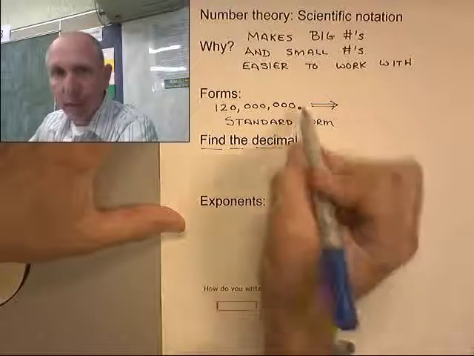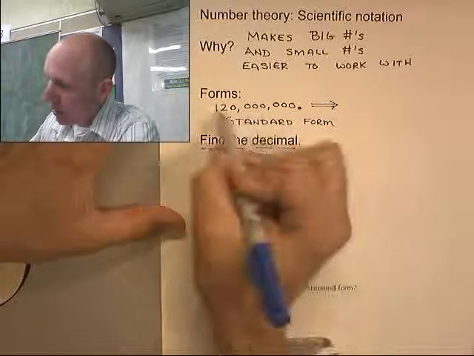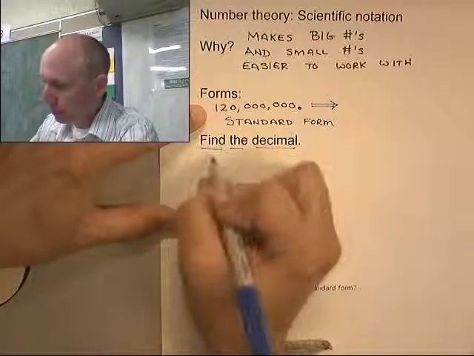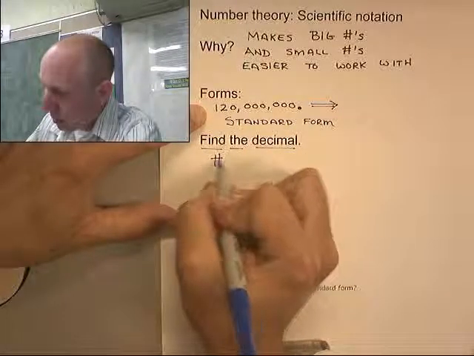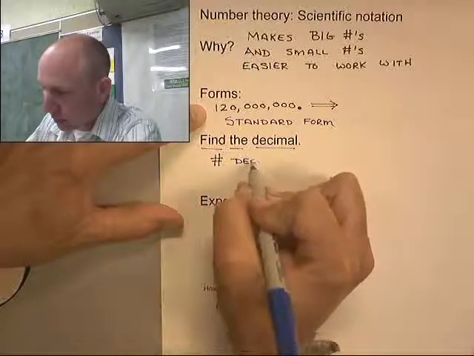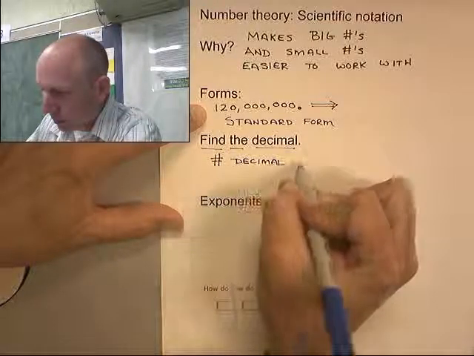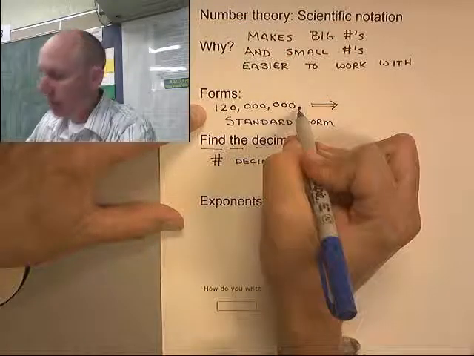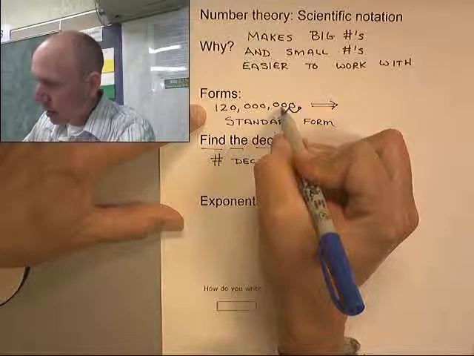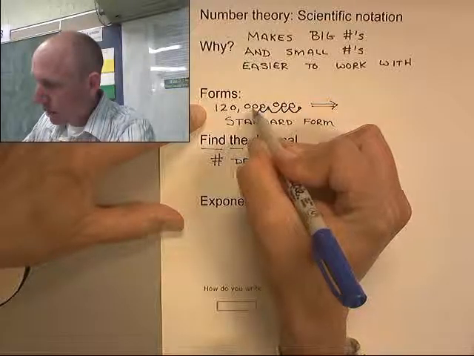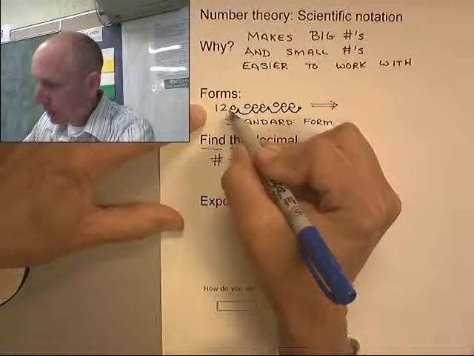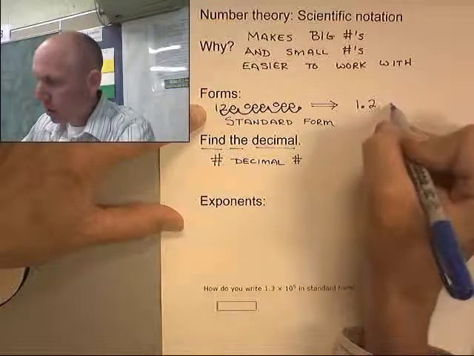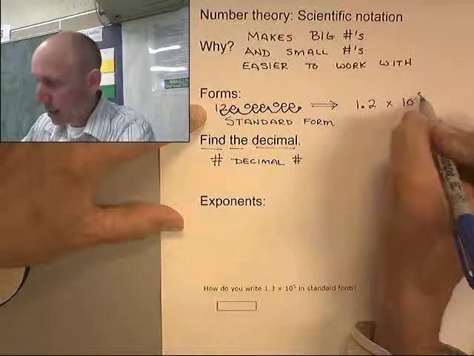end. And then I'm going to move the decimal up so I have a number, decimal, number. So I want number, and I'm going to count how many jumps that decimal takes. So 1, 2, 3, 4, 5, 6, 7, 8 jumps. What I have now is 1.2 times 10 to the 8th.